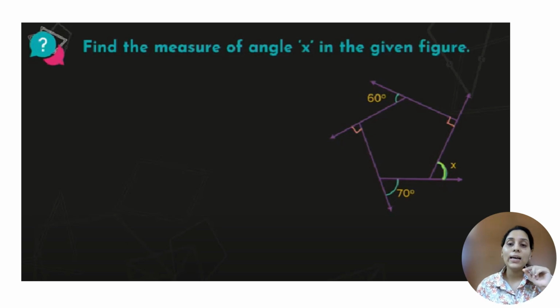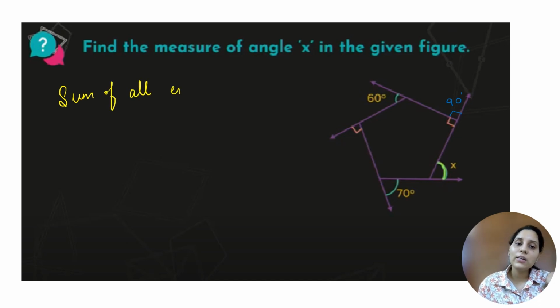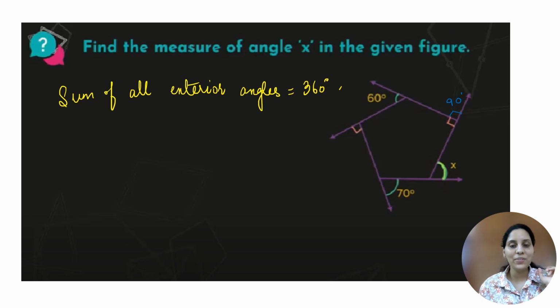Next one. Find the measure of x in the given figure. Now, this x, here you can see all these angles. It's a pentagon, right? So all are exterior angles that are given to me. So if this is 90, I can take this as 90. Correct? This will also be 90 degrees. These are all exterior angles. As we know, sum of all exterior angles is equal to 360 degrees. We have already discussed in the previous video.